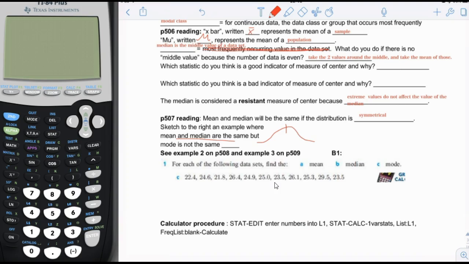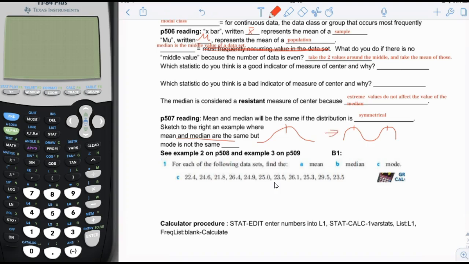Now, how would you have a distribution where mean and median are in the center, but mode is not? That would be something like this. If you had a symmetrical distribution but did not have the high point in the middle, then the mode is going to be these two points here. So in that case, we're looking at something like that.